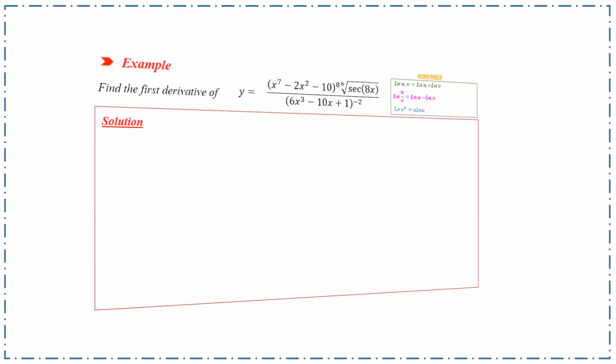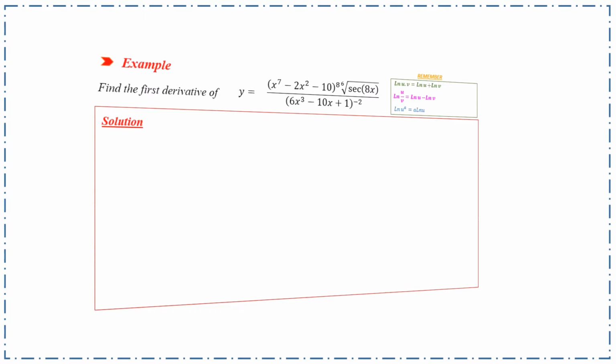Hi everyone, in this video you will see a big function, a lot of multiply, a lot of radicals, a lot of powers. So in this example we will show how the logarithmic function will destroy this function and make it easy to find the first derivative of this function.